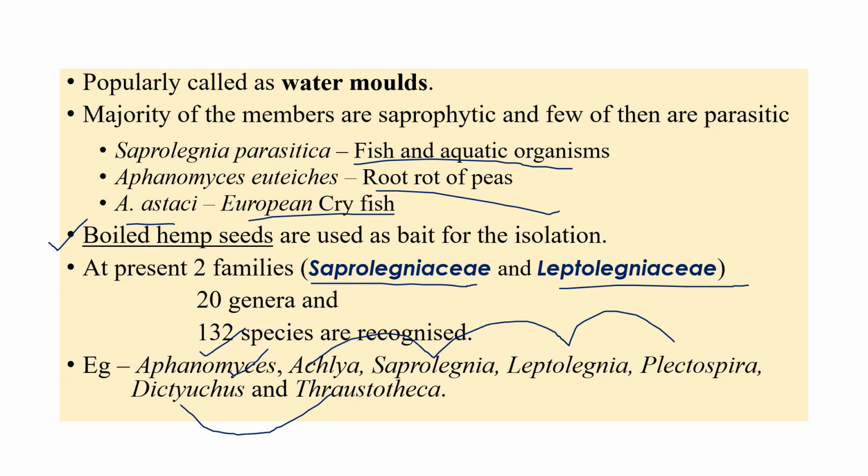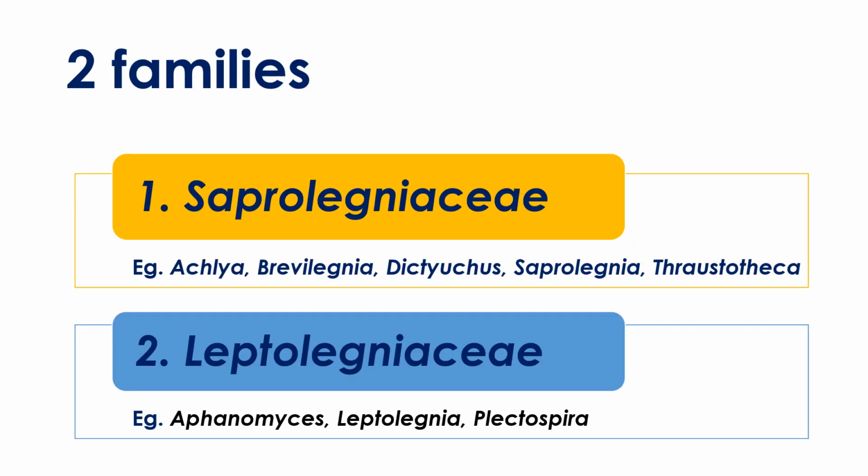Among those, we are going to see just one or two fungi, which are plant parasitic as well as parasitic on various fishes and aquatic organisms. The two families are, as I mentioned, Saprolegniaceae and Leptolegniaceae, and examples are given here, and I'm going to discuss them in the later slides also.